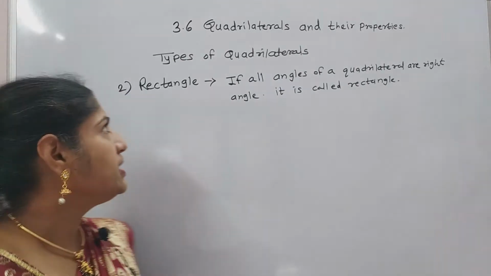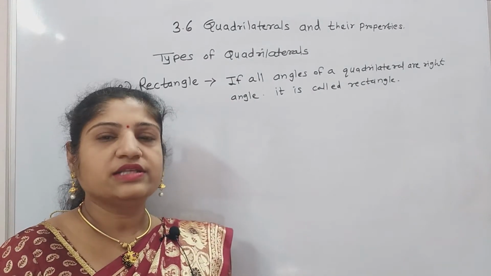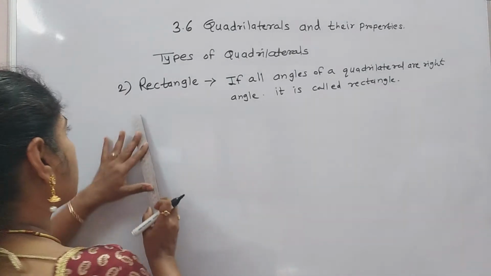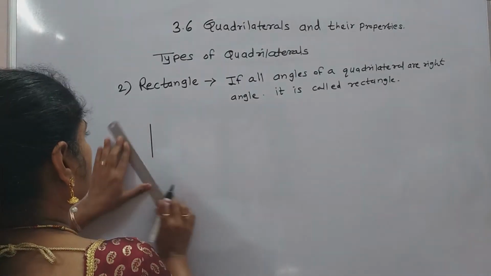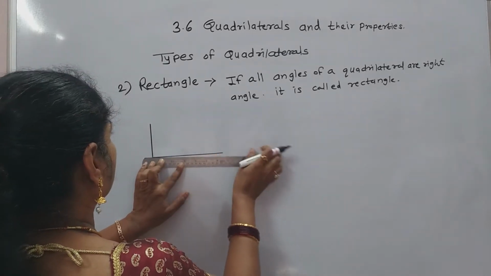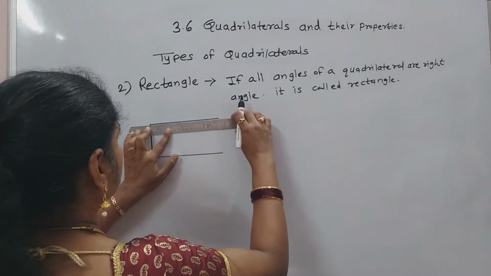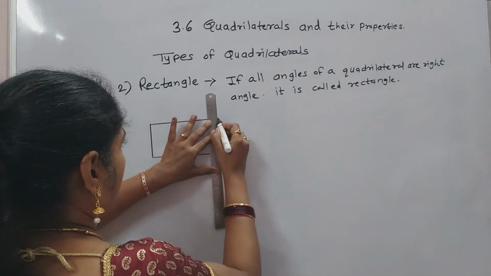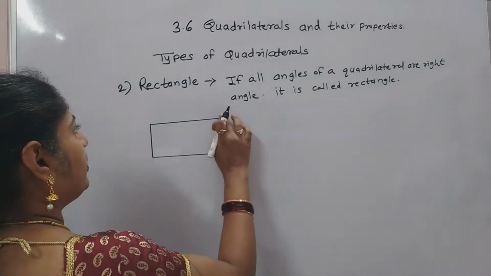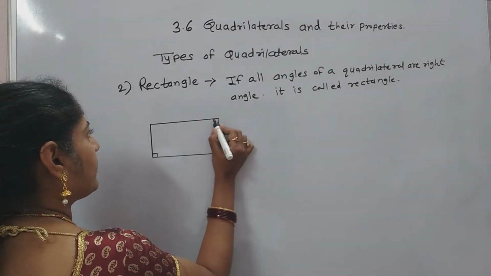Now the next type is rectangle. If all the angles of a quadrilateral are right angles, it is called a rectangle. This whiteboard is also a rectangle. Our compass box is in rectangle shape. Our book is in rectangle shape. There are so many windows, and a window is in rectangle shape.